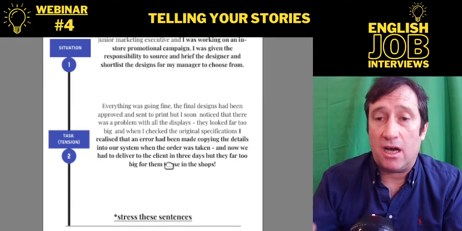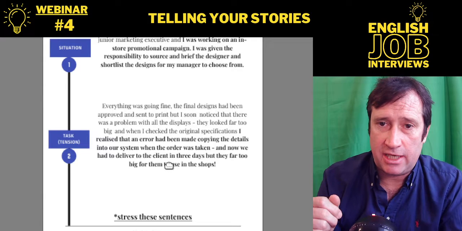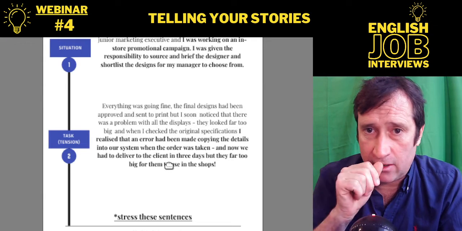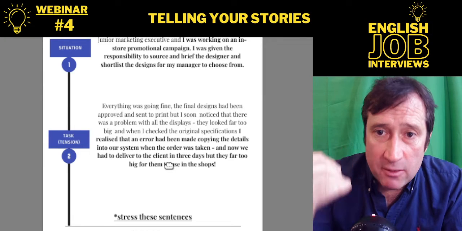Next we have the task. So here's like maybe the problem. Okay, and we're going to talk about why I mentioned tension here in the core template. So here's the story. Everything was going fine.